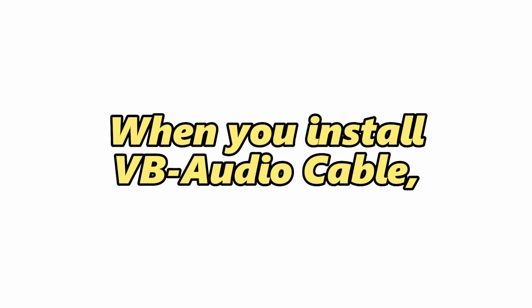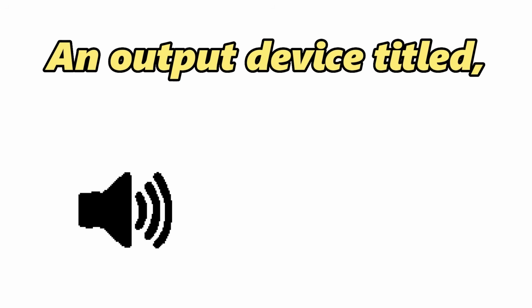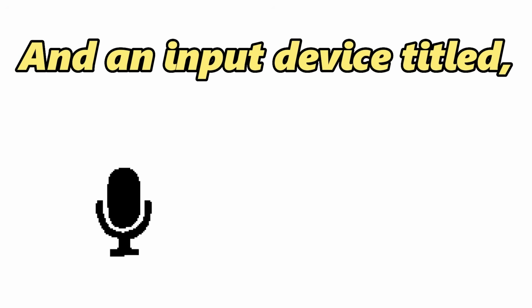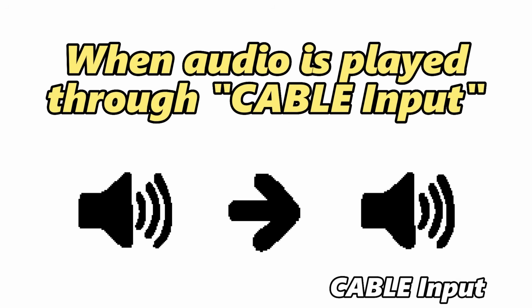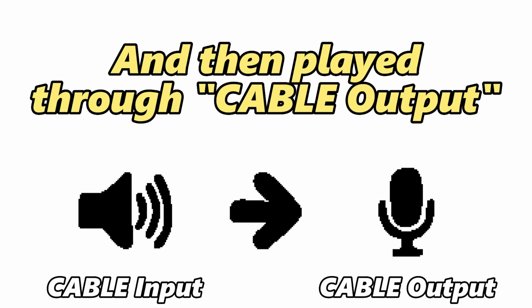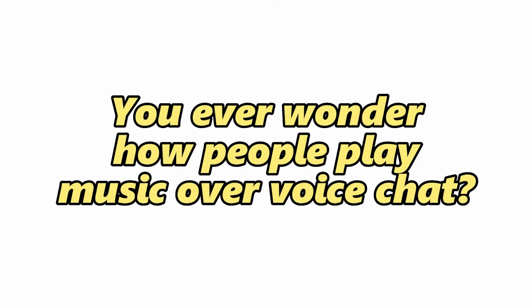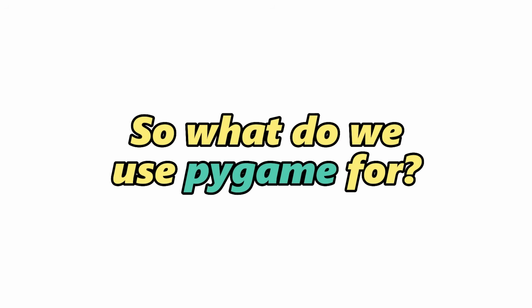When you install VB audio cable, two new audio devices are created, an output device titled cable input and an input device titled cable output. Trust me, the names will make sense. When audio is played through cable input, the sound is redirected and then played through cable output. You ever wonder how people play music over voice chat? They use this.